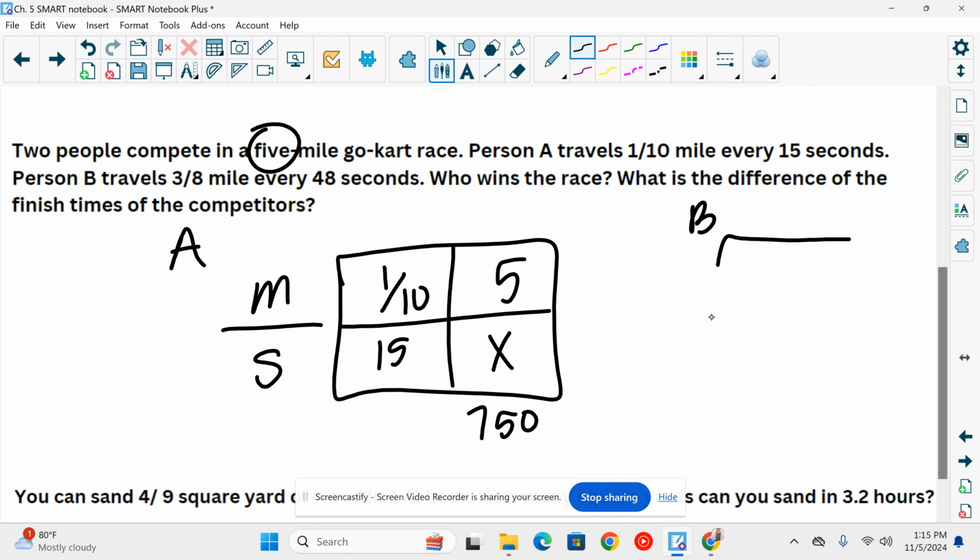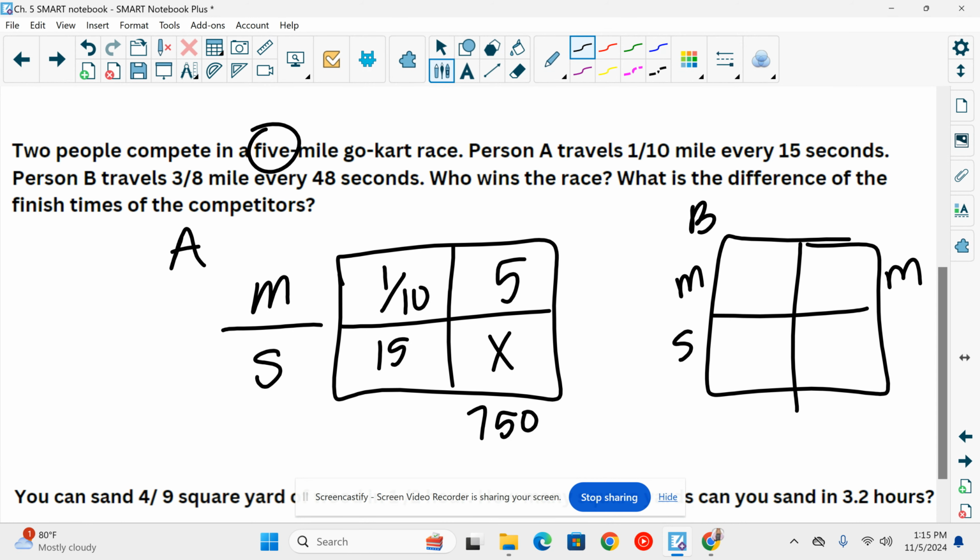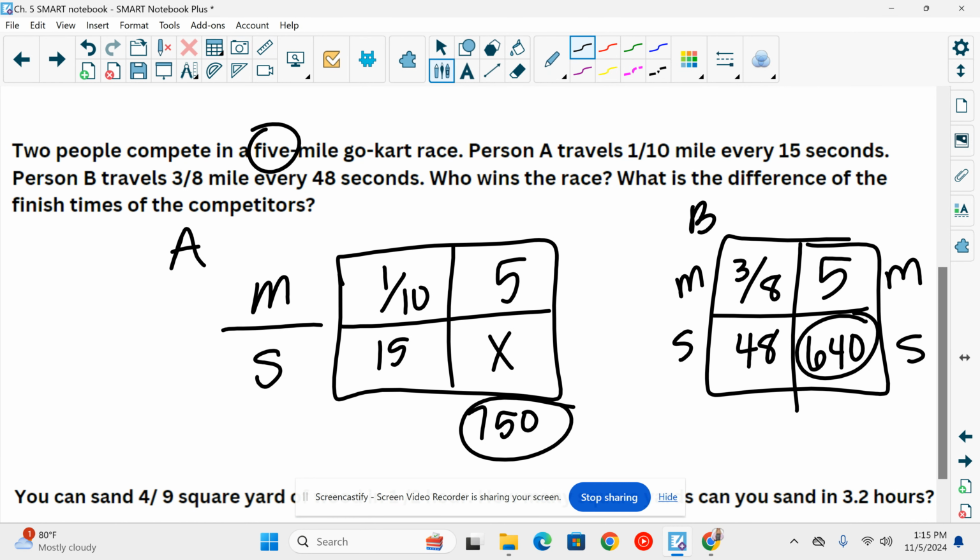Person B, same setup, miles to seconds. You go 3/8 of a mile in 48 seconds. And they're also going 5 miles. It takes them 640 seconds. Who wins the race, A or B? B. So when you're talking about a race, you kind of have to think about it backwards, because when you're racing, you want the lowest time, right? So person B actually wins.